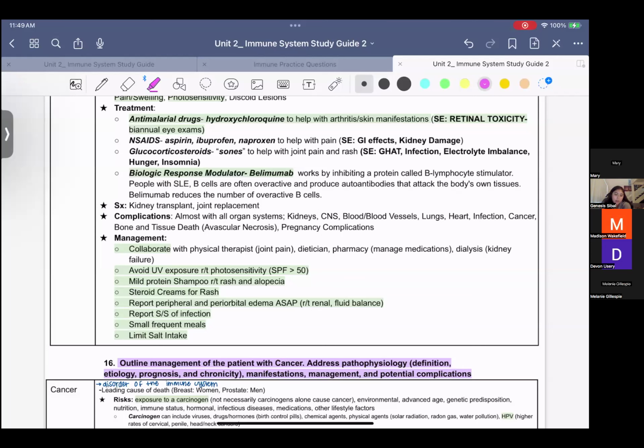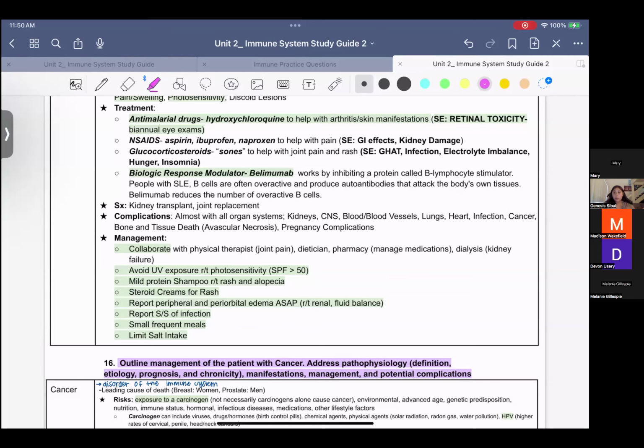And then with the last medication, which is belimumab, I can't even say it. It works by inhibiting a protein. You don't really have to know that, but basically it allows the B cells, which are often overactive because they're trying to produce autoantibodies to attack the body's own tissues. So B cells, they make antibodies, remember, with the plasma cells and everything.